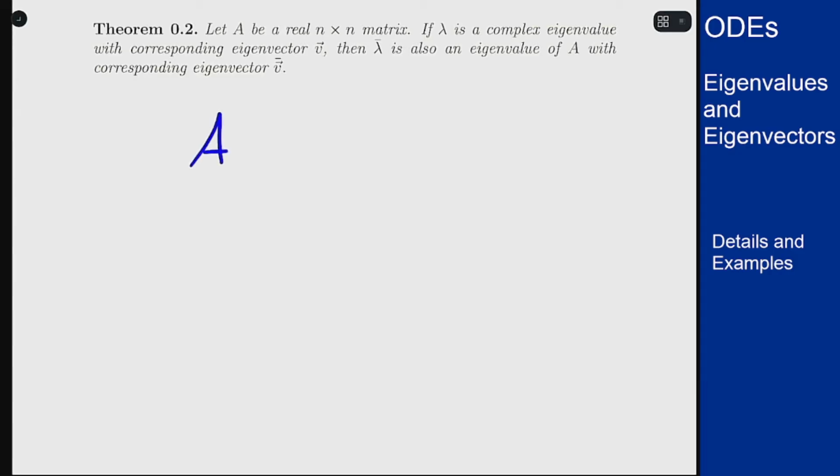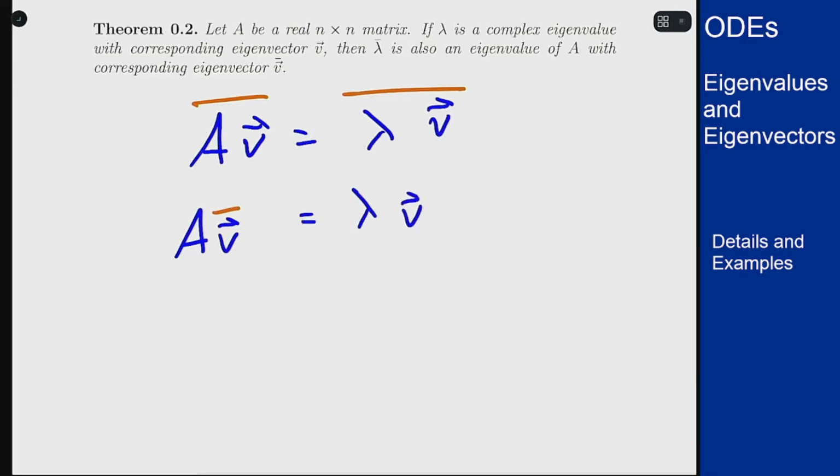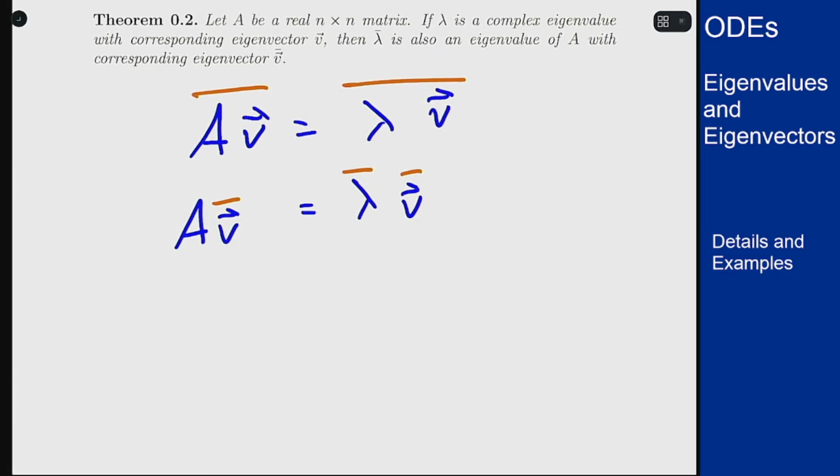If I have that A v equals lambda v, and A is a real matrix, I can conjugate both sides of this equation. Since A is real, it's not affected by the conjugate at all. So this just becomes A times v bar equals lambda bar v bar, by property of conjugation. So if lambda was an eigenvalue with eigenvector v, then lambda bar is also an eigenvalue with eigenvector v bar.